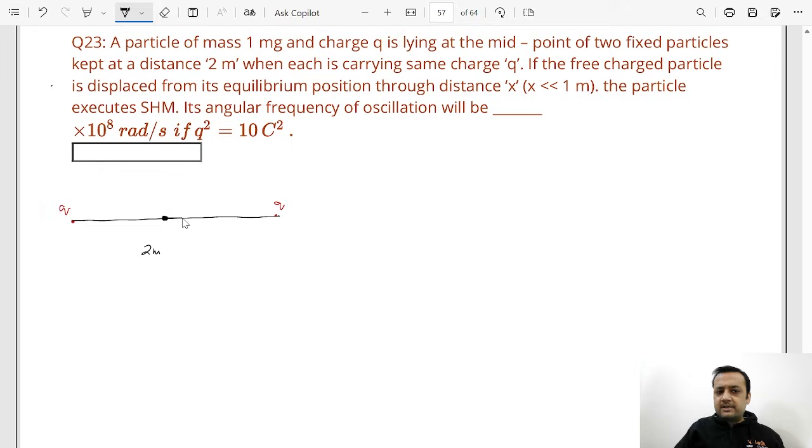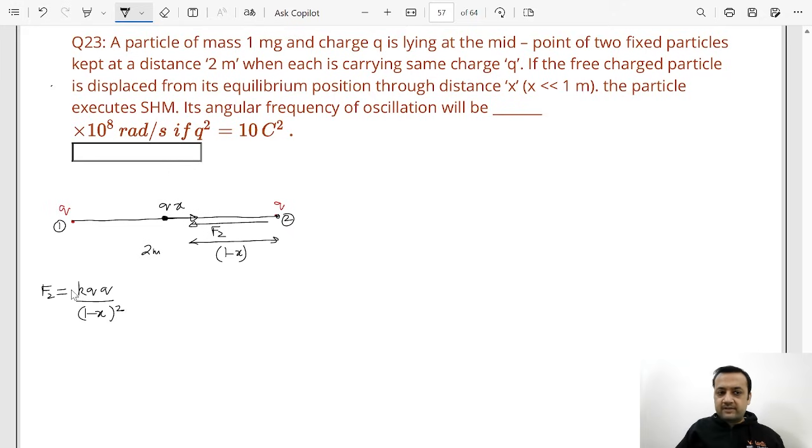So let's assume that it has been displaced in the right direction by a small distance x. Now what will happen? The force due to this particle, let's say this is particle 2 and this is particle 1, will become repulsive. So what is the value of F2? F2 will become K into Q, because this was also Q, divided by the new distance. This distance was originally 1, but it has come x to the left side, so the new distance has become 1 minus x. So 1 minus x whole square. This is the force towards the left.